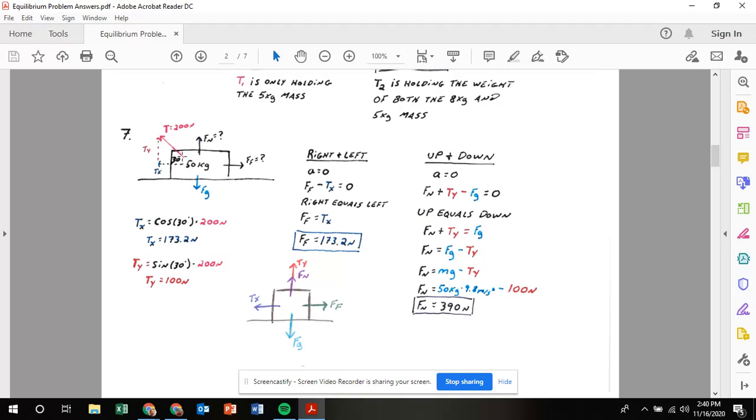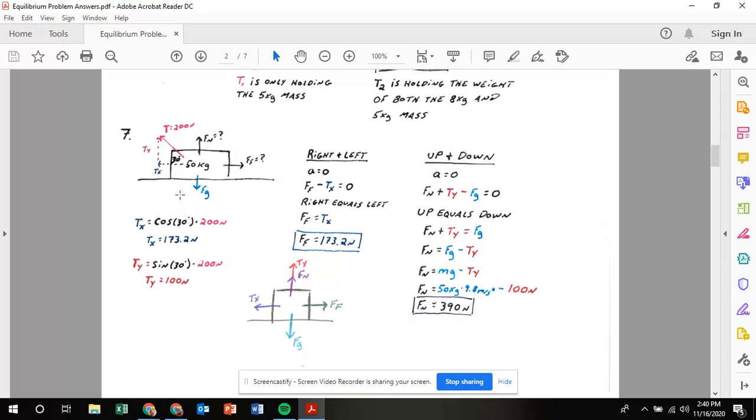For number 7, this 50 kilogram object is being pulled at a constant speed by pulling it at 200 newtons at this angle here, 30 degrees with the horizontal. T in the X is to the left, Ty is up. First thing that we want to do after we've drawn our picture is solve for our tension in the X and tension in the Y. So how much am I pulling this left? How much am I pulling this up?